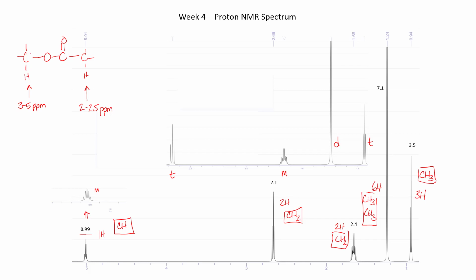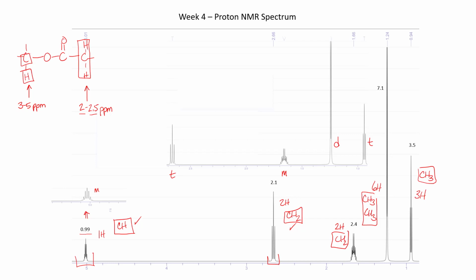Okay, now the peak here at 5, that's the group that is next to the oxygen. So the group next to the oxygen is a CH group. The group here at about 2.5, that's between 2 and 2.5. That means on the other side I have a CH2 group, because the groups next to the carbonyl are between 2 and 2.5 parts per million. Okay, so we've got the position of the CH, we've got the position of the CH2.